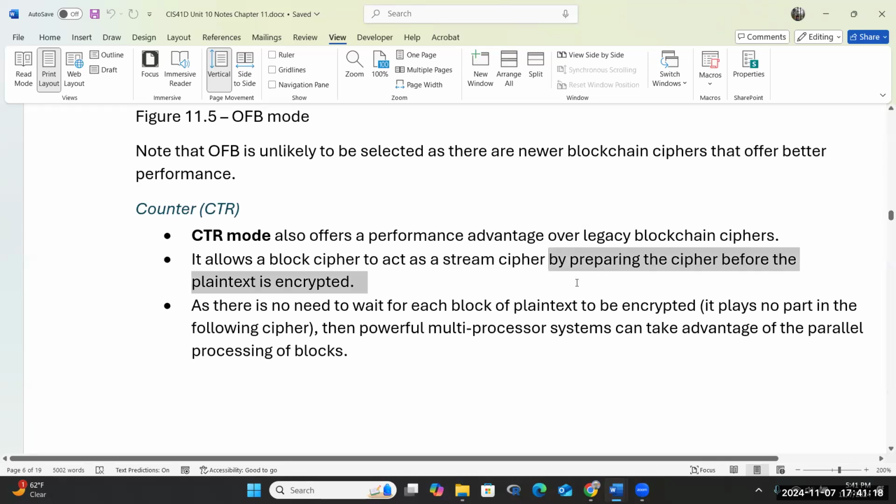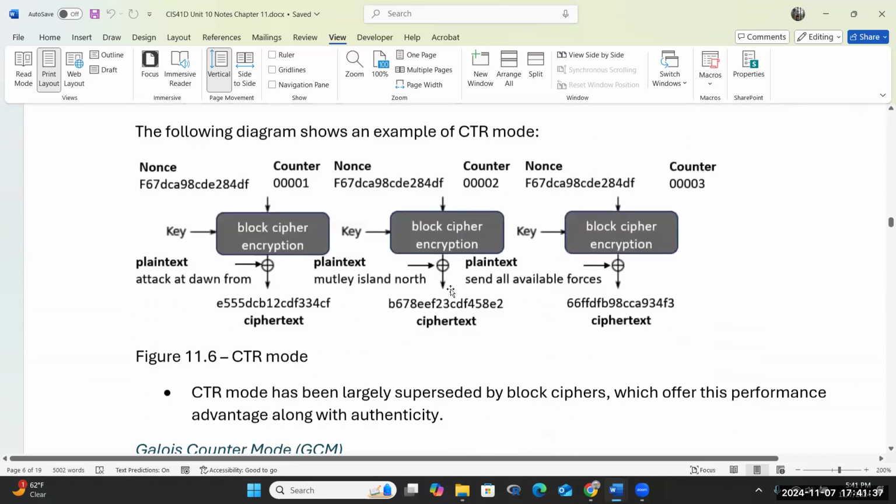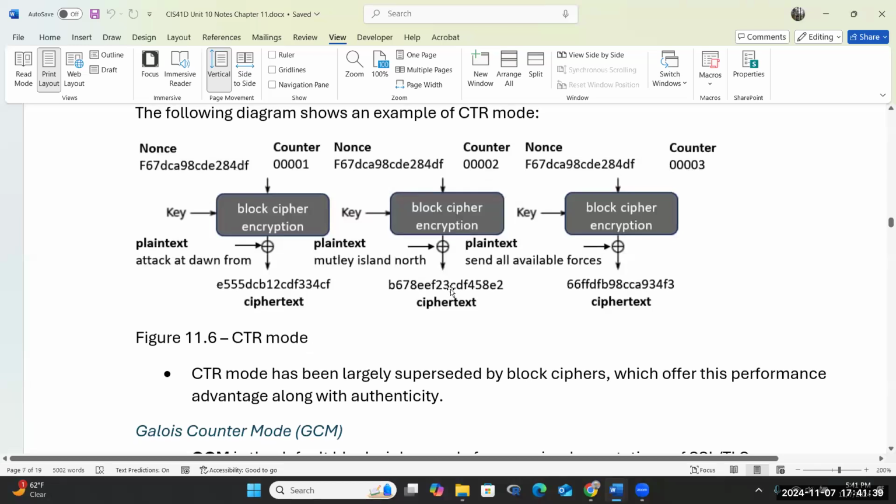So there's some preparation requirement for CTR before it starts. You need to have a powerful system to take advantage of parallel processing. So OFB and CTR require more processor cores. Okay. Slightly different than the last, you have the nonce. Okay.